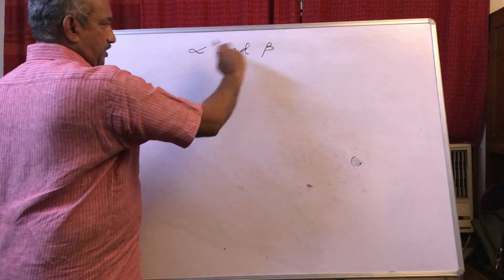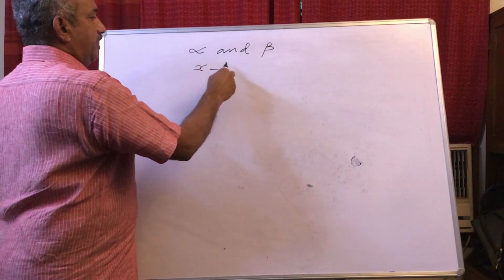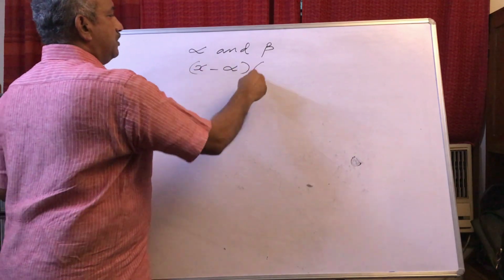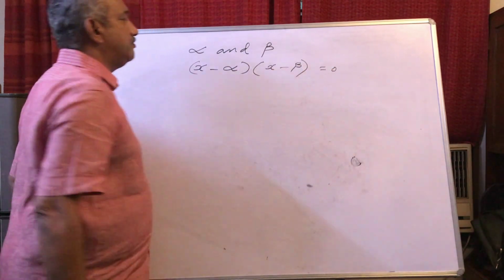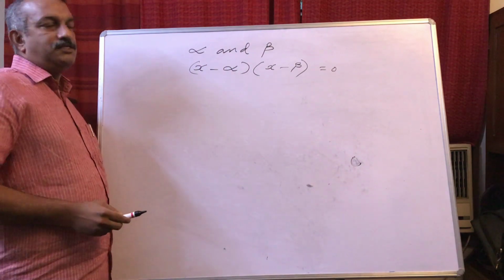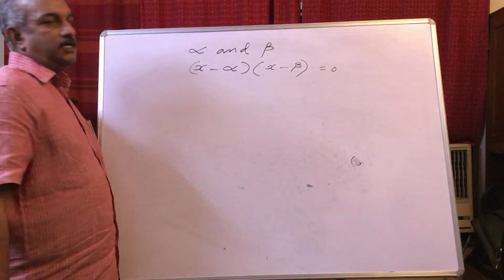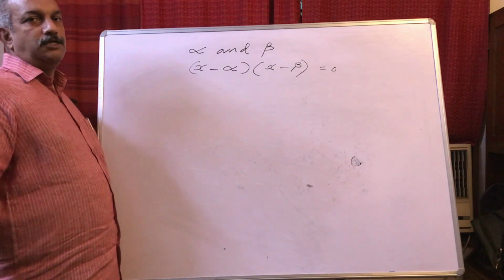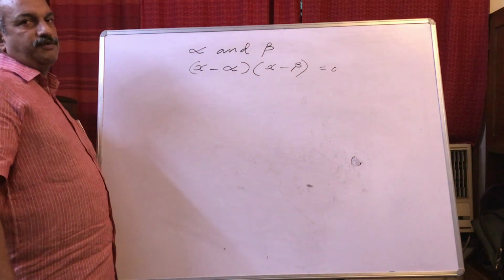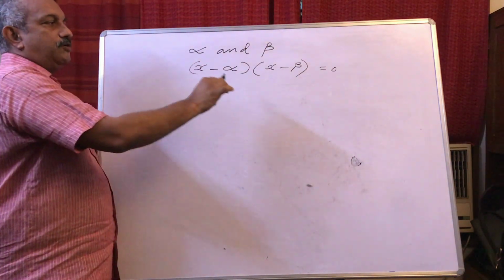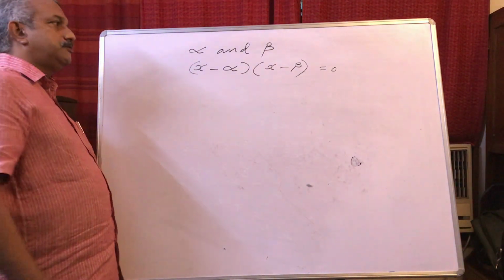So if alpha and beta are the zeros, then it should be in the form (x minus alpha)(x minus beta) equal to 0. Then only you will get, when x minus alpha is equal to 0, x is equal to alpha, and when x minus beta is equal to 0, x is equal to beta. So if alpha and beta are the zeros of a quadratic polynomial, then the polynomial is (x minus alpha)(x minus beta).